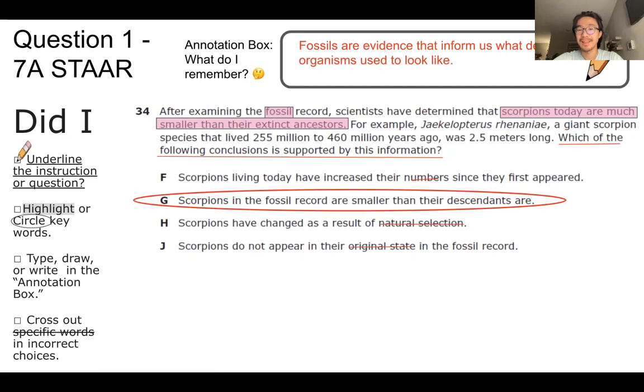Excuse me. Let me take a step back. I think we need to focus on this one giant scorpion. So this giant one lived a long time ago. It was huge, right? But you know what? Let's actually come back to this question.